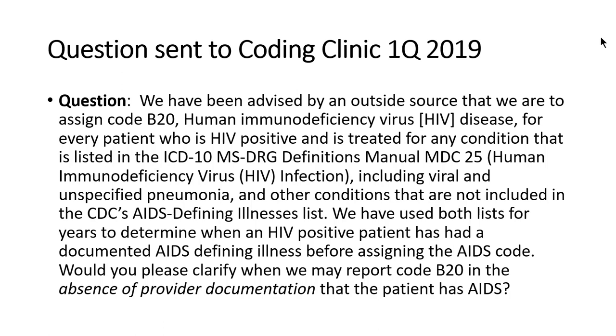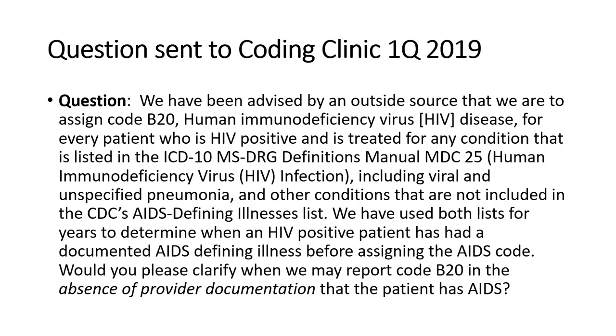Would you please clarify when we may report code B20 in the absence of provider documentation that the patient has AIDS? In other words, because the patient had one of these AIDS-related illnesses, they are being told by an outside source, which is probably the insurance company, but I'm not sure. It may be a vendor. It may be someone auditing the chart.